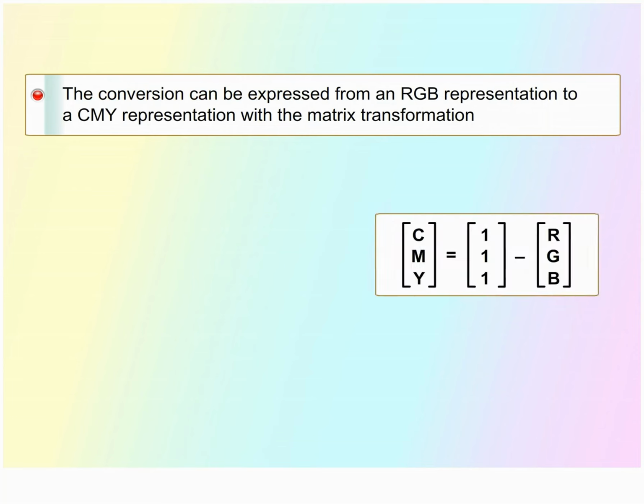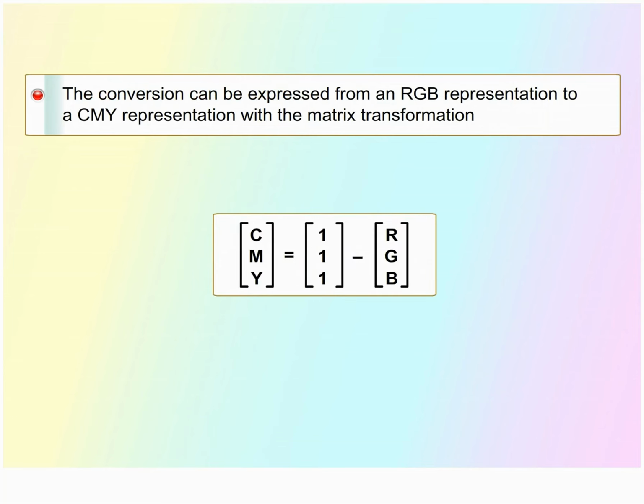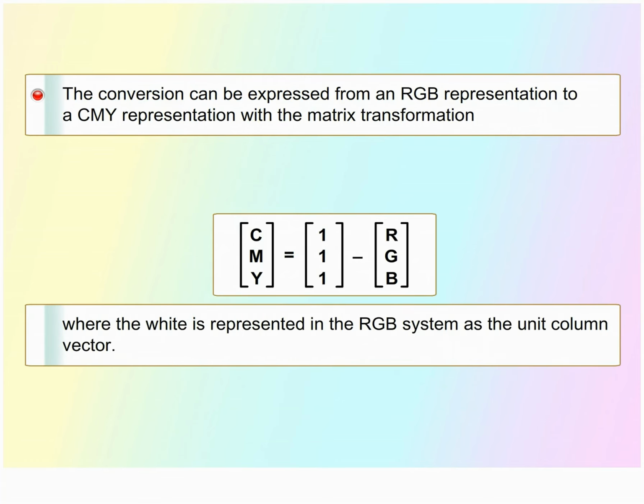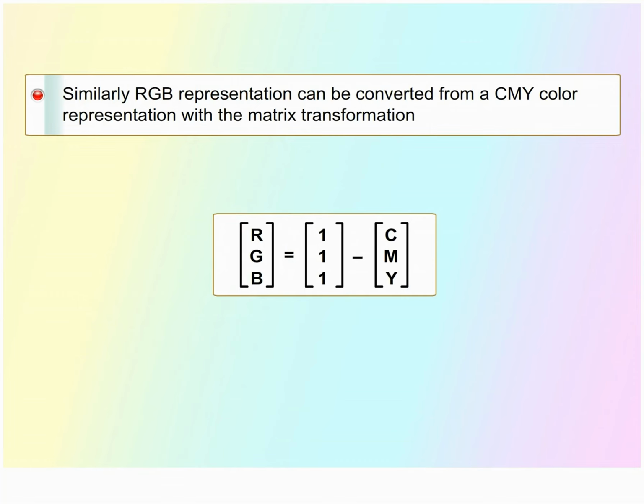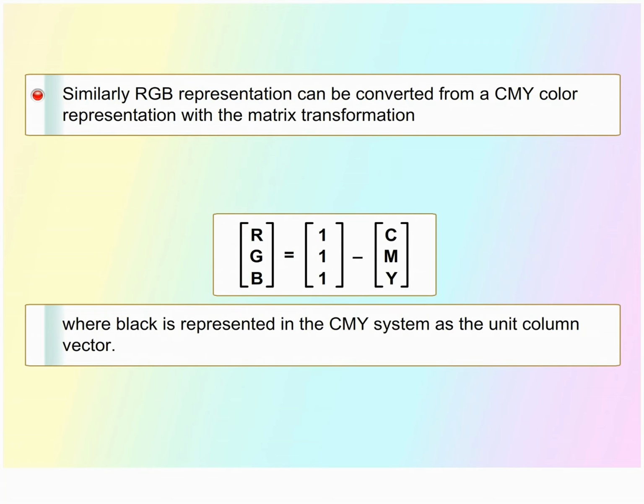We can express the conversion from an RGB representation to a CMY representation with the matrix transformation as shown, where white is represented in the RGB system as a unit column vector. Similarly, we convert from a CMY color representation to an RGB representation with the matrix transformation as shown, where black is represented in the CMY system as the unit column vector.